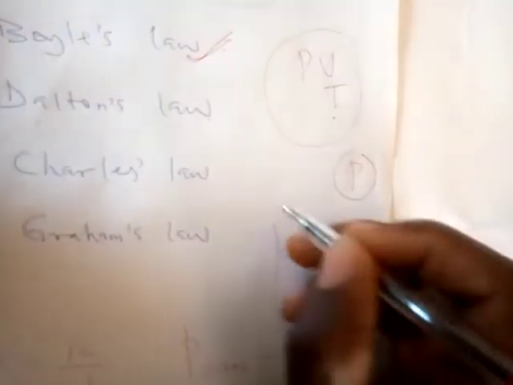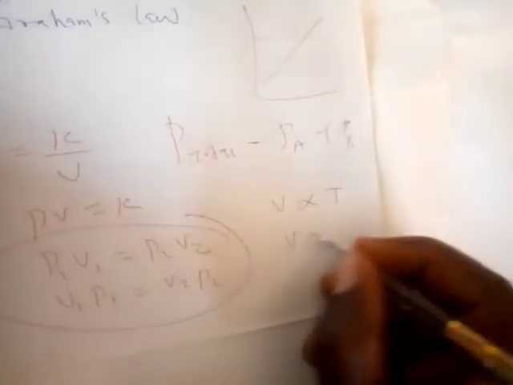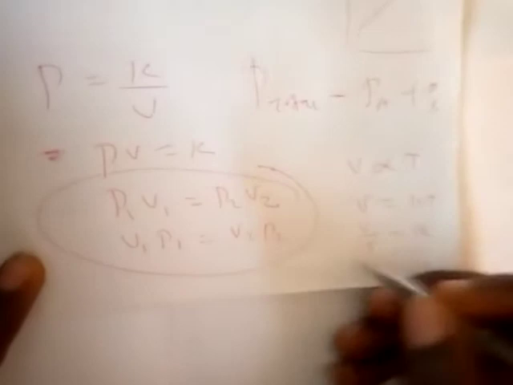That's this one. Charles's law tells us that the pressure will be constant, and volume and temperature will have a direct relationship. That's why V is directly proportional to T, and V is equal to KT. That's why V over T is equal to K, and V1 over T1 is equal to V2 over T2. But that's not this. And Graham's law had to do with diffusion, the one we just did the other time. So this is wrong. This is the correct answer.